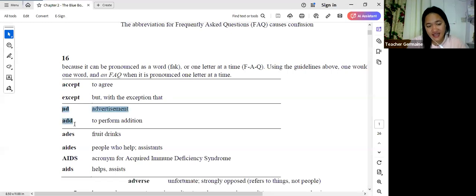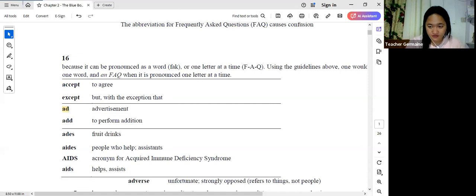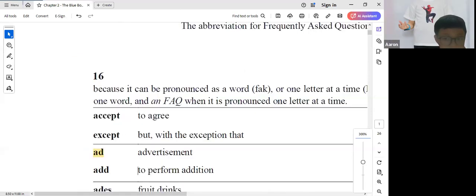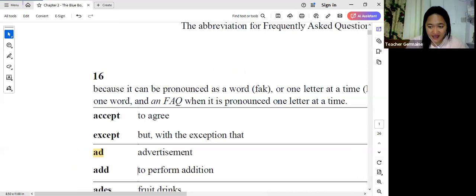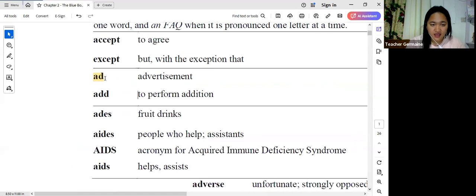Look at the second example here. What's the first word? Aaron, what's the first word? Easy. Okay. Come again. So we are not going to read it one letter at a time, but we read it as one word.